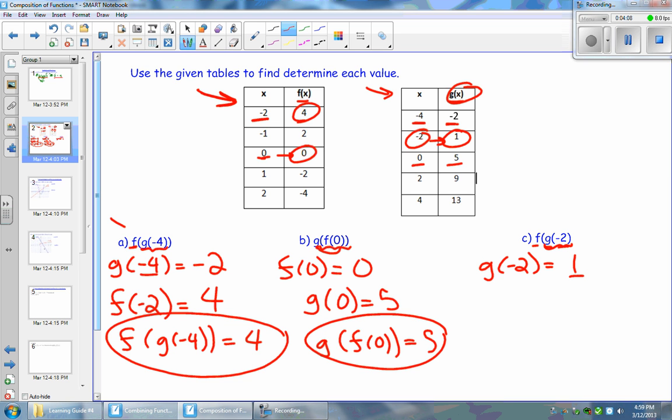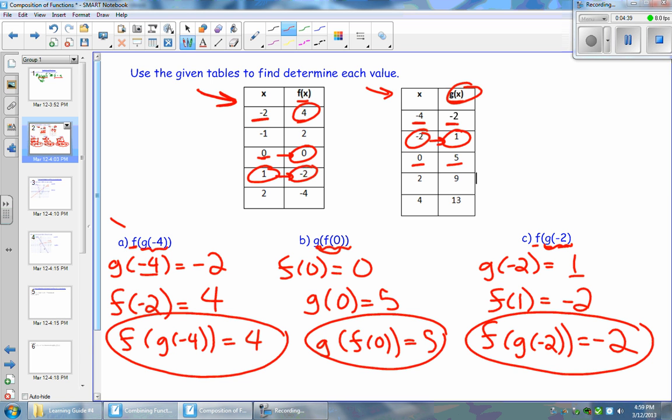Now that +1, you're going to put it into your outside function, which is f. So f of 1: go back to your table of values, and we can see that if x is equal to +1, we get a corresponding y value of -2. That's my final answer. To conclude this, we have f of g of -2 is equal to -2. So that is it for my introduction to composition of functions.